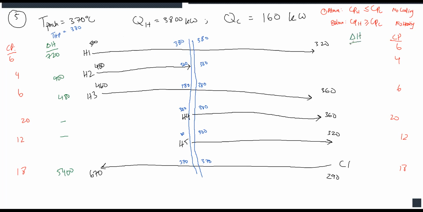For this one, I have 360, right? There's nothing for the second stream. Third stream, I have 380 minus 360 times 6, which is 120. For this one, I have 400. Here I have 380 minus 320, again 720. And finally, for this stream, I have 370 minus 290 times 18. How much is that? 370 minus 290 multiplied by 18 is 1440.